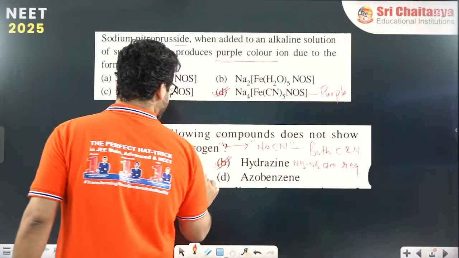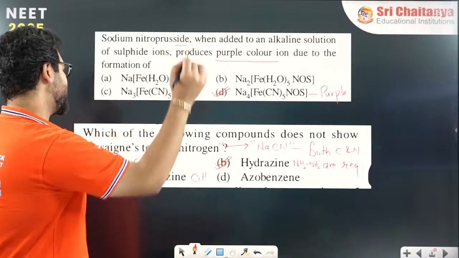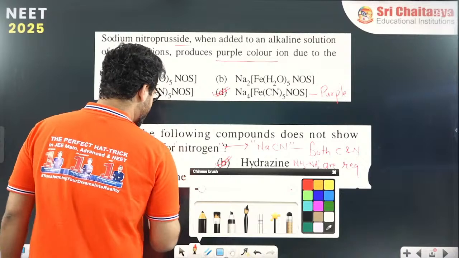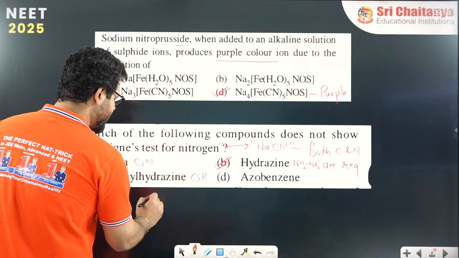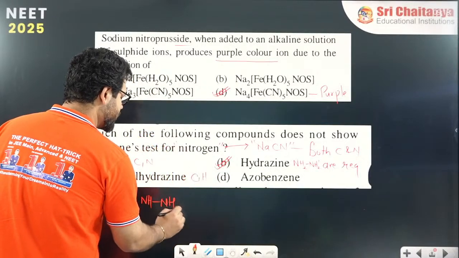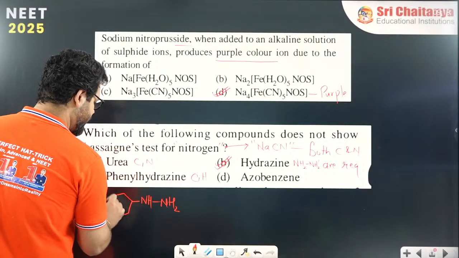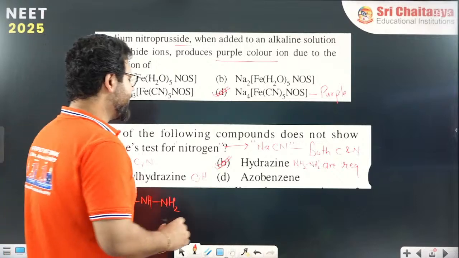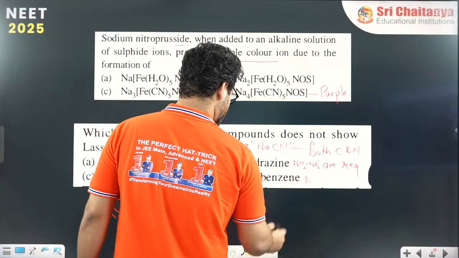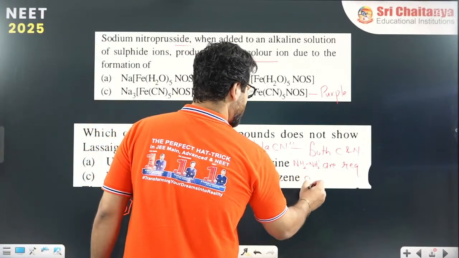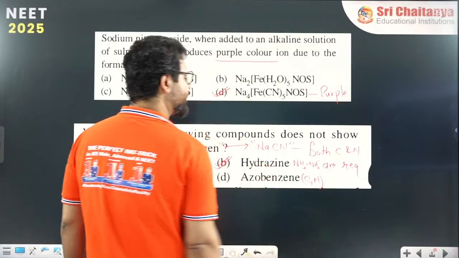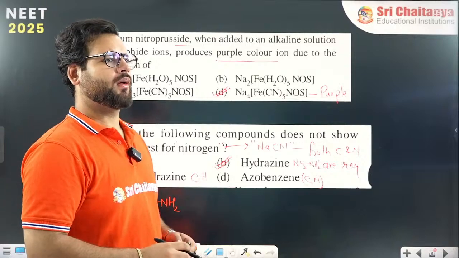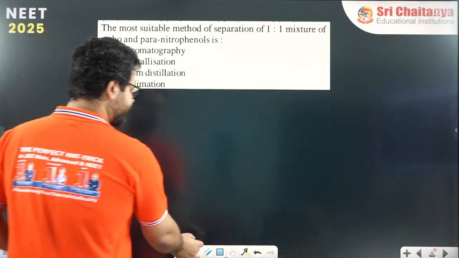Phenylhydrazine obviously contains carbon and nitrogen. Okay, phenylhydrazine contains both carbon and nitrogen. Phenylhydrazine is a hydrazine with a benzene ring attached: NH2 on this side, one benzene ring. So phenylhydrazine contains both, and azobenzene also is a compound containing carbon and nitrogen both. Okay. Next one.